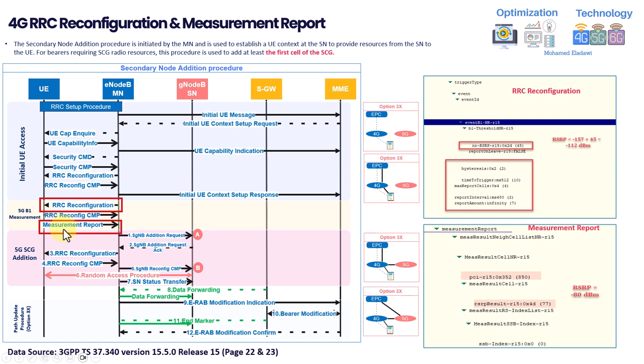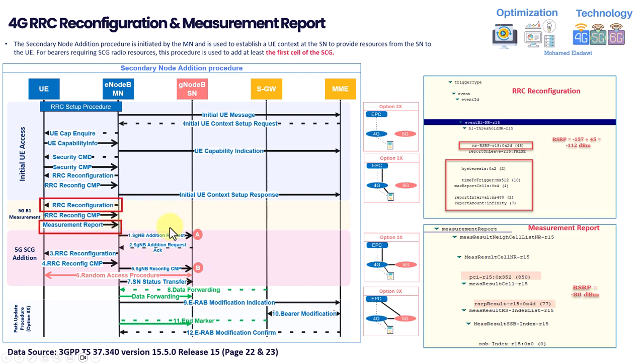And once the measurement is sent, it will include the information about the PCI of the gNB which is being reported, or the best cells. For example, in this case, the RSRP of the neighbor was equivalent to 77, which, subtracting 157, will give minus 80 dBm. So now it is being reported.